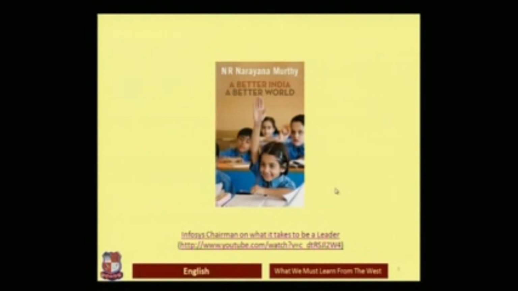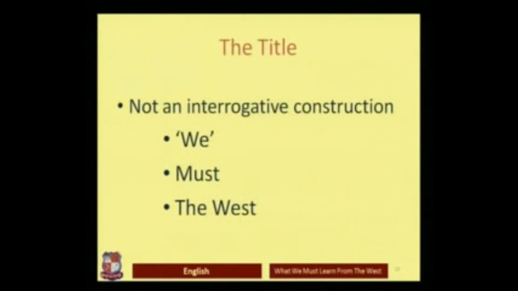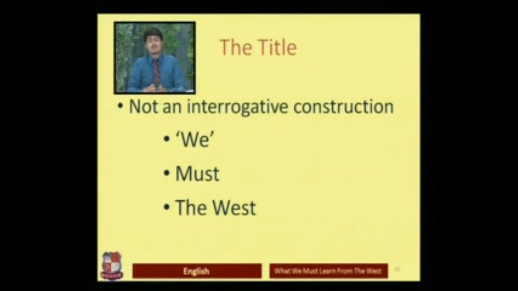We can watch the video later if time permits, but here is the title: Not an Interrogative Construction, What We Must Learn from the West. Usually we believe that anything that we start with what is usually a question statement, an interrogative statement, but here it is not an interrogative construction. But I would like you to focus on three words: we, must, and the West.